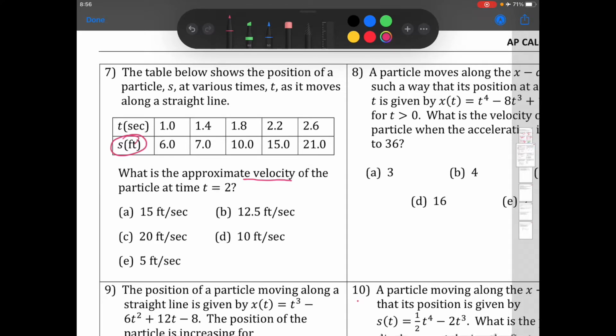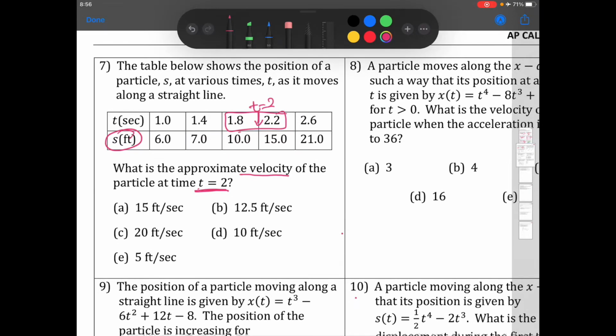So if I find the average rate of change to find it for the particle at t equals 2, first of all, my 2 is not given, but I know t equals 2 will be right in the middle. If I find the average rate of change for these two, wouldn't that approximate my average velocity? So it would be S of 2.2, which is 15, minus S of 1.8, which is 10, over 2.2 minus 1.8, which is 5 over 0.4, which is the same thing as 50 over 4, which is 12.5 feet per second.